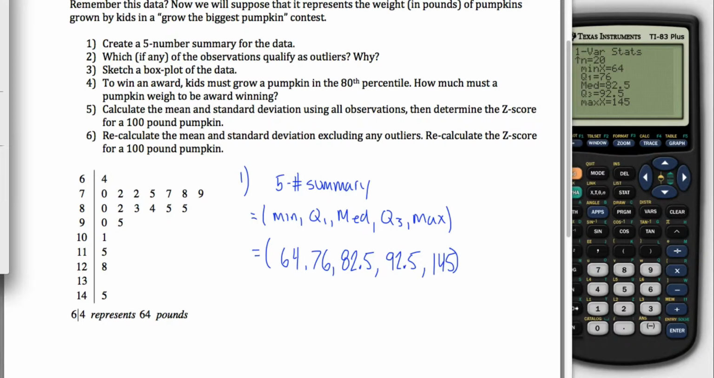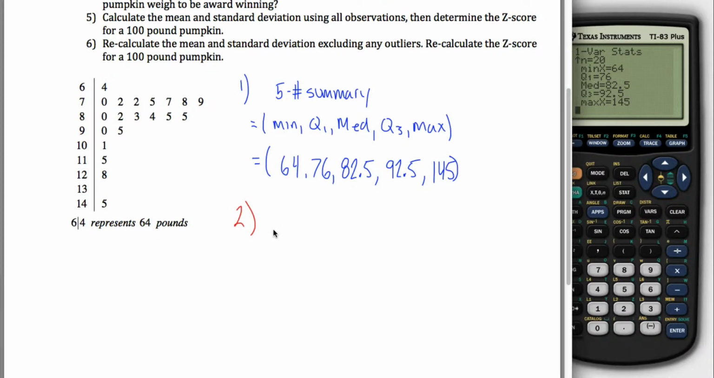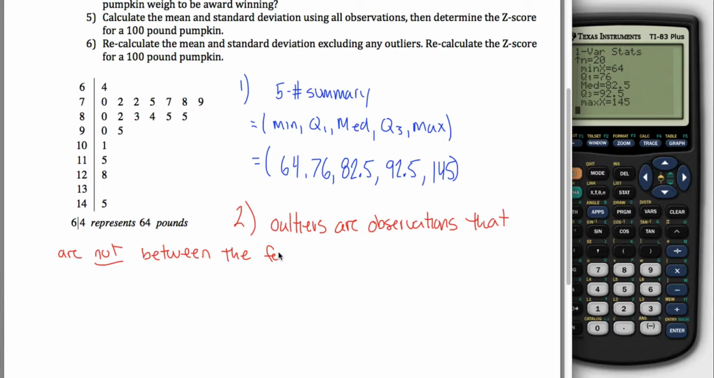Number 2, maybe a little bit more interesting, asks you about outliers. Outliers are observations that are not between our fences. You could say they lie outside the fences. Okay, so which of these observations are outside of the fences? I don't know, because I don't know what the fences are. So we got to figure out the fences.